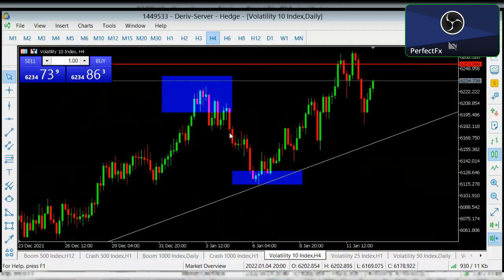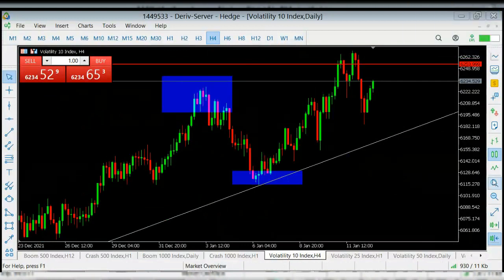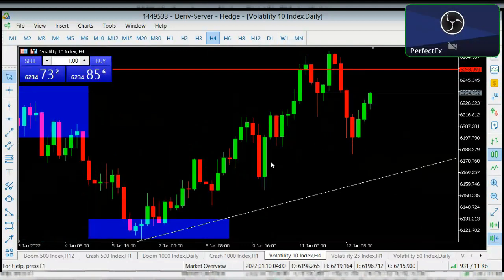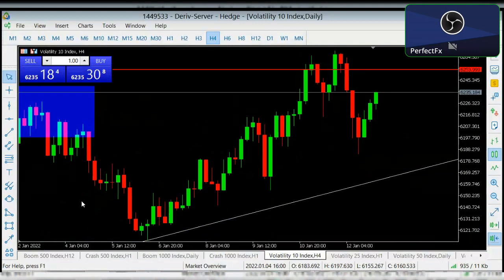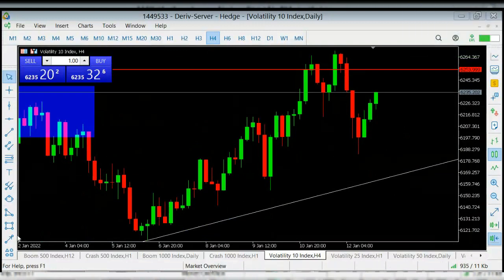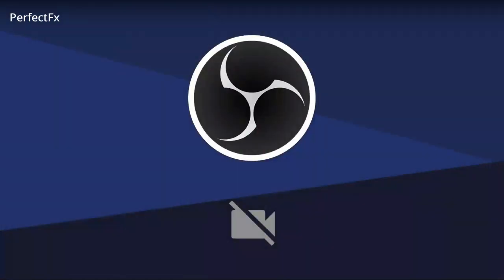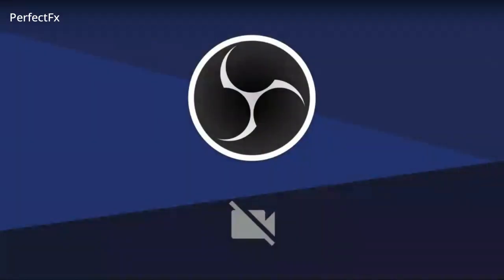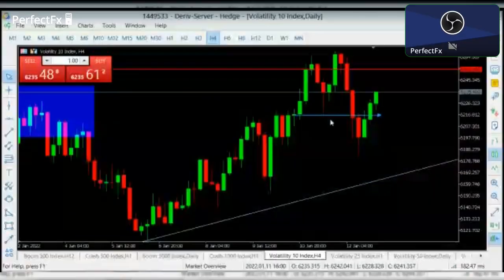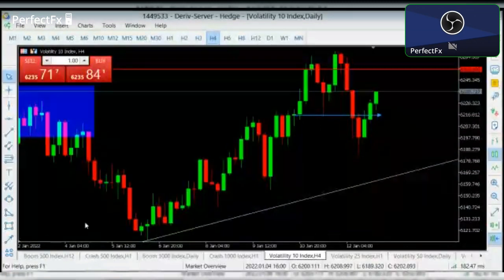Okay, guys, as you can see, structure has been broken here. Structure has been broken here on the 4-hour time frame. There was a break of structure at this point. As you can see, remember I said one thing you want to take note of is structure.